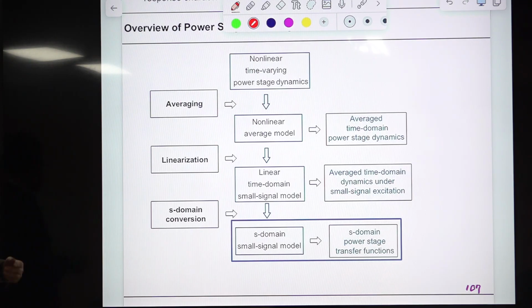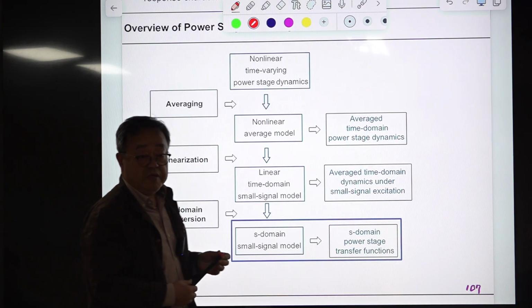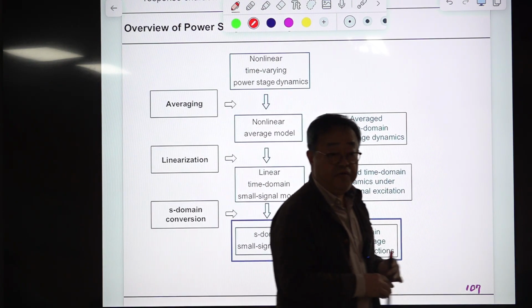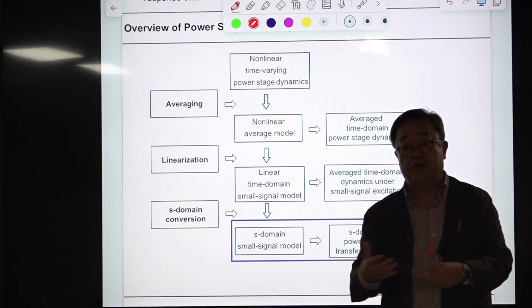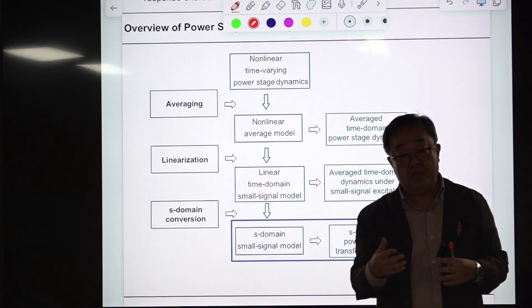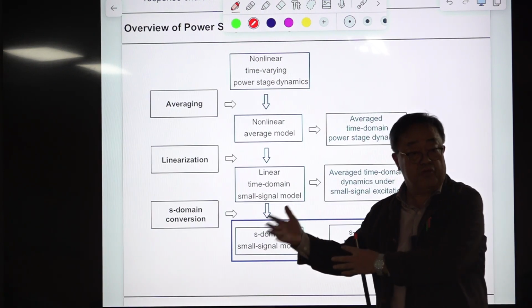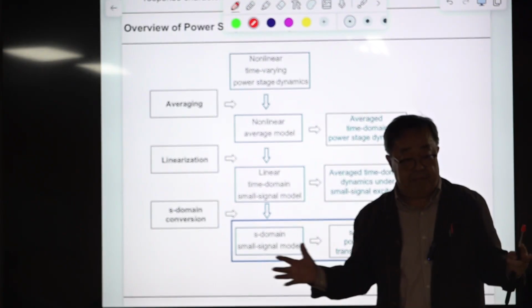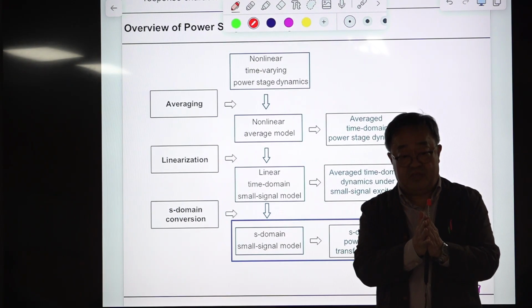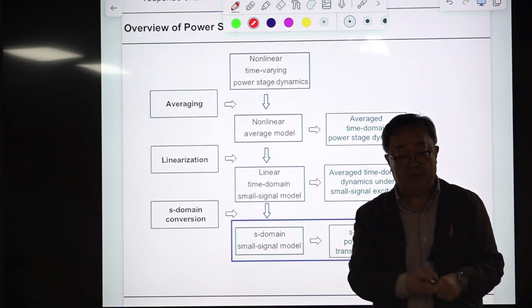Okay, maybe this is enough for the introduction of the modeling, and please understand the procedure I'm teaching. Later on you will learn the modeling, and then the gap will disappear.